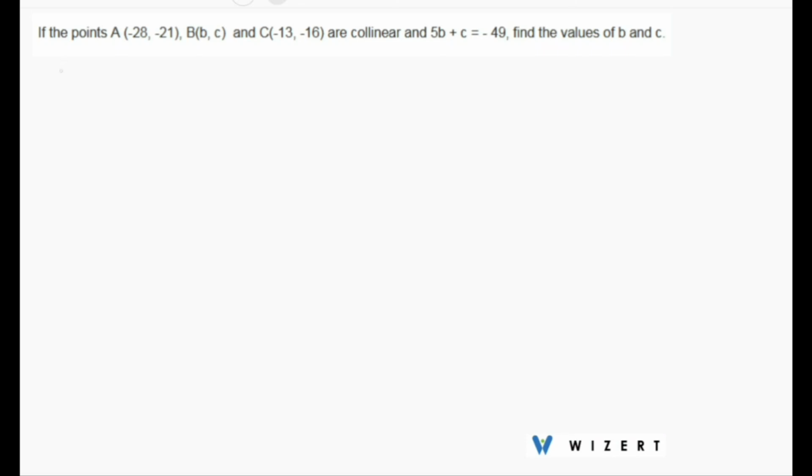We have this question here. If the points A(-28, -21), B(b, c) and C(-13, -16) are collinear and 5b + c = -49, find the values of b and c. Now since A, B and C are collinear, then we can say that AB and BC have the same slope.